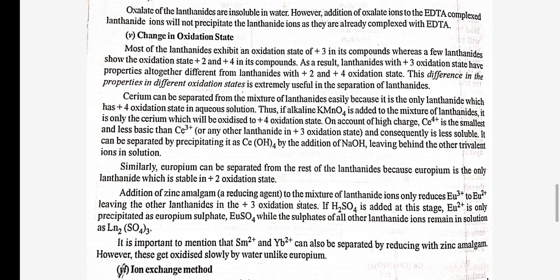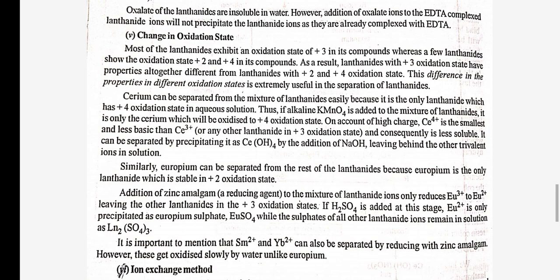Similarly, europium can be separated from the rest of the lanthanides because europium is the only lanthanide which is stable in the +2 oxidation state. Addition of zinc amalgam, a reducing agent, to the mixture of lanthanide ions only reduces Eu3+ to Eu2+, leaving behind the lanthanoids in the +3 oxidation state.